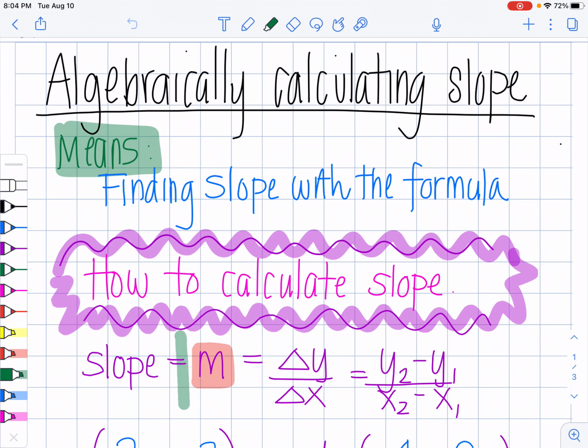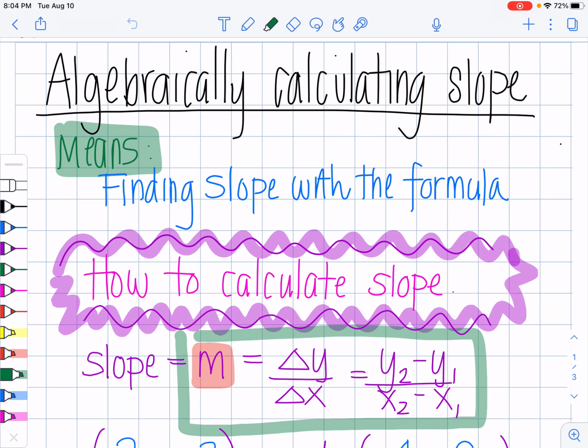Overall, slope, which we learned before, is denoted, which means it's written, with the letter M. Now, slope means rise over run. When we write out the formula, we write this triangle. Triangle is the Greek letter delta, and that represents change. So this says the change in the y divided by the change in the x. And what does that mean, change? It just means the difference between my points. So how much am I going up, which is the rise, and how much am I going over, which is the run.